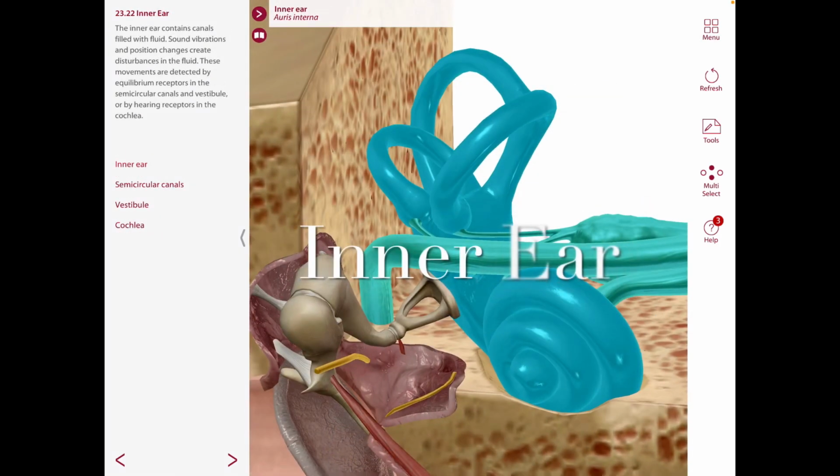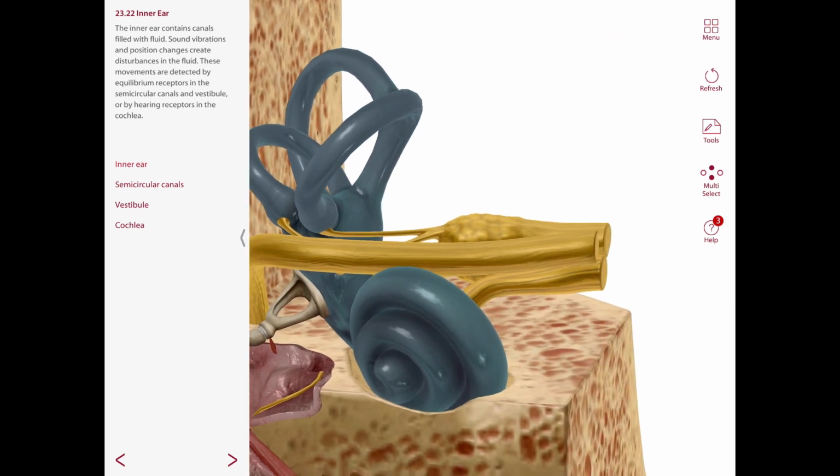Lastly, we have the inner ear, which consists of a labyrinth or maze embedded within the temporal bone, containing the mechanoreceptors that trigger both hearing and equilibrium, and it is connected to this nerve called the vestibulocochlear nerve. Now, the inner ear contains 3 different parts.